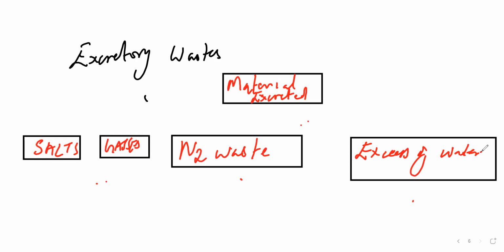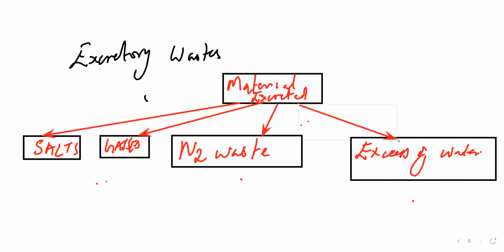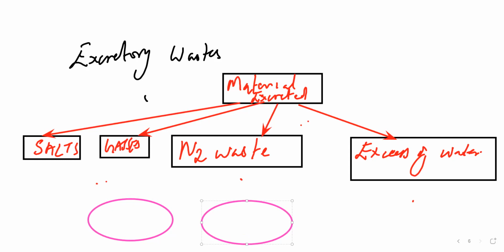So if I want to put the branches of this, one branch here, then one more to here, and this one. And the nitrogenous waste mainly comprises two things: urea and uric acid. Nitrogenous waste, two things.